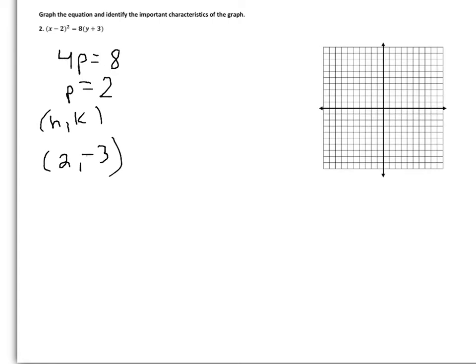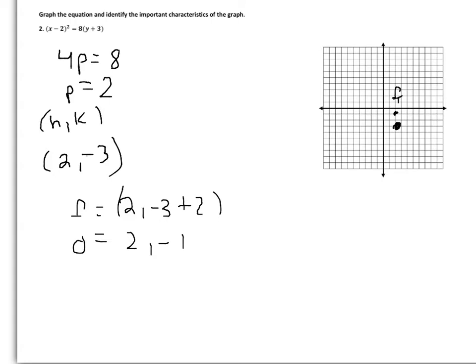So now we know our vertex is 2, -3. And then what we need is the focus and the directrix. Well, since the x is being squared, the focus is going to be 2 comma k plus p. So 2 comma -1. So there's the focus.